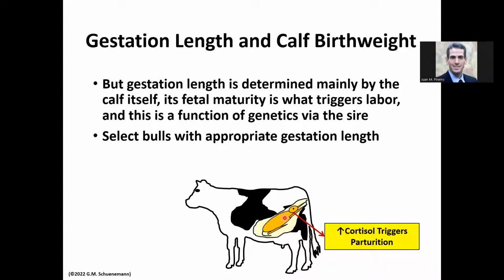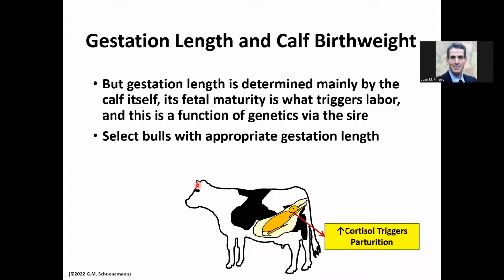So if you use a bull that has longer gestation or they are heavier, right? They give a heavier calf. It takes longer for the calf to mature, right? So you will have a few days longer in gestation, and the maturity of the calf is what triggers labor via an increase in cortisol, right? And cortisol goes to the bloodstream, and that is what triggers labor in the cow.